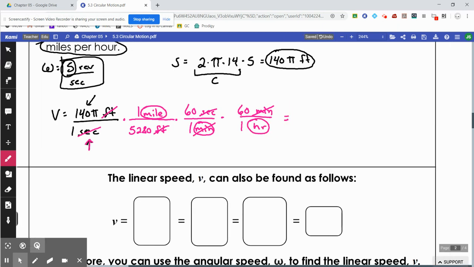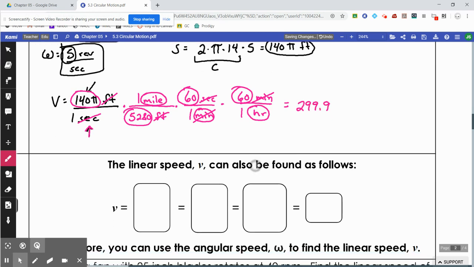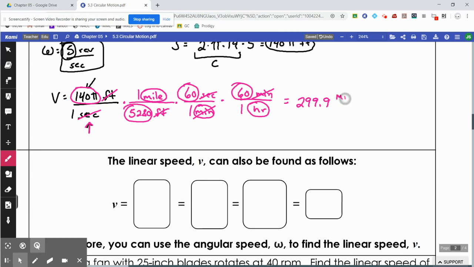So what we are now going to do is multiply on top with our calculator, 140 pi times 60 times 60. We're going to multiply all the bottoms, which is pretty much 1 times 5280, which is just 5280. So multiply all the tops, divide it by 5280, and you're going to get 299.9. There are miles left on top, hours left on bottom, so we could say 299.9 mph is the abbreviation.